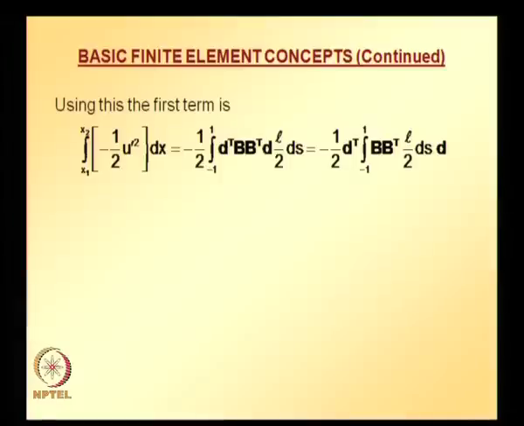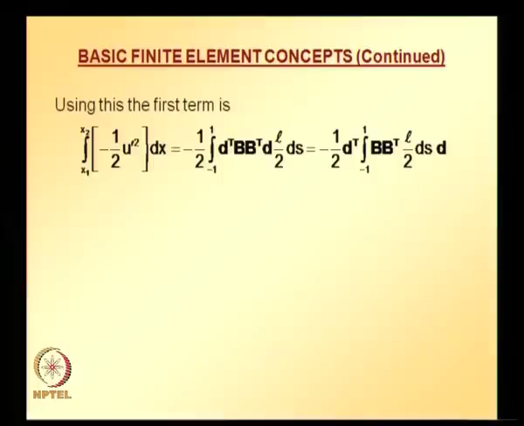Now, you go to the first term. In the first term you substitute what u prime square is, and then please note that D consists of nodal parameters or nodal values. So, it is not a function of S. You can pull that out of the integral, and whatever is there in the integral.